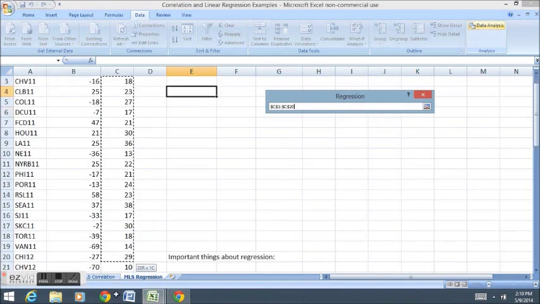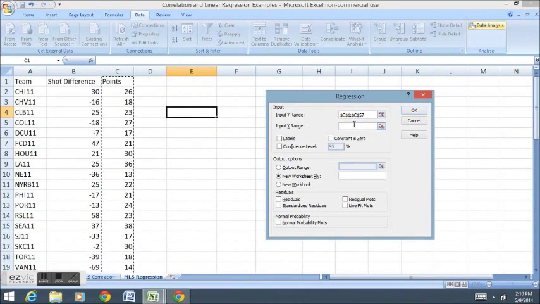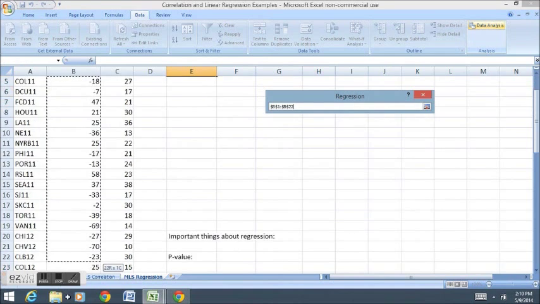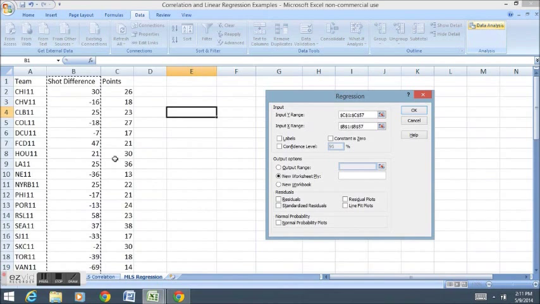So my y variable will be my column of points in the second half of the season, and my x variable will be a column of shot differences in the first half of the season. This is true for any linear regression, regardless of what your variables are. Notice here that because I've selected the first row of each column, I need to click the labels box.